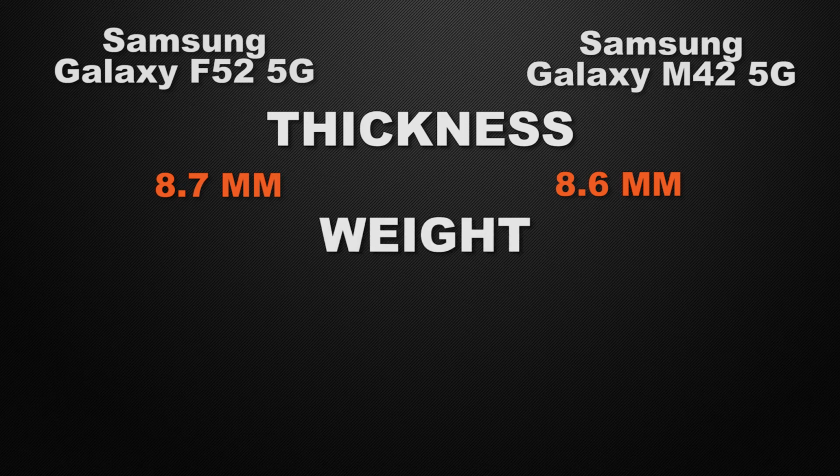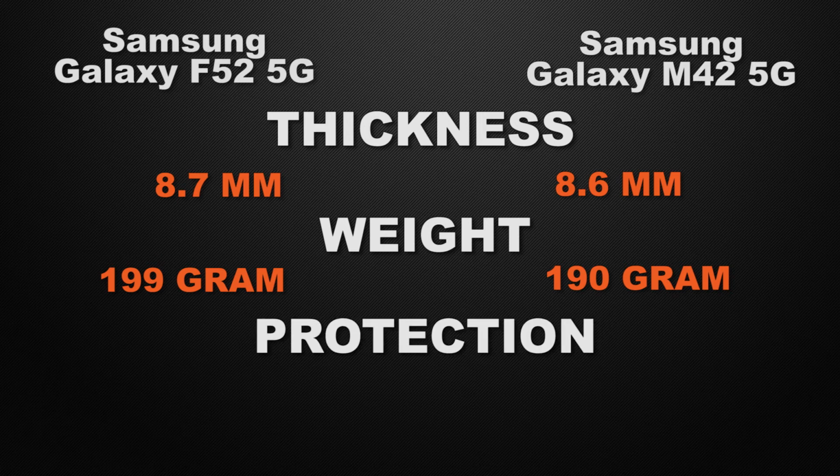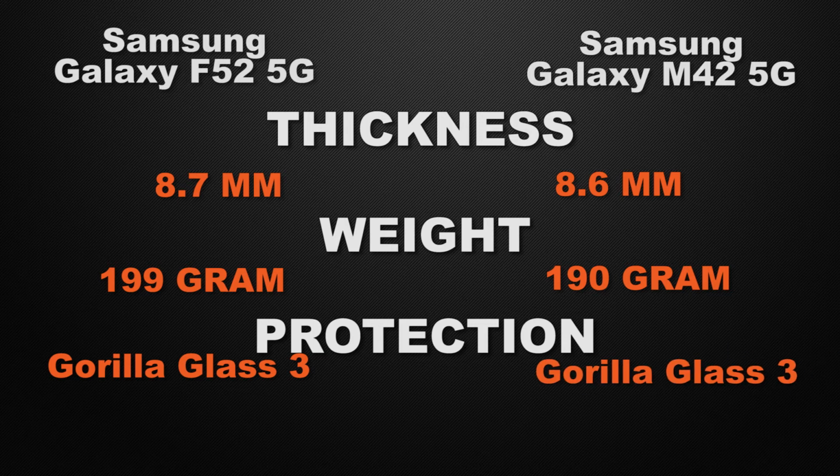Talking about the weight of the devices, F52 comes with 199 grams of weight, whereas M42 has 190 grams. So the winner here is M42 because of its lighter body weight. And about the protective glass, F52 has Gorilla Glass 3, whereas M42 also has Gorilla Glass 3. So it's a tie because both devices give you the same protection.